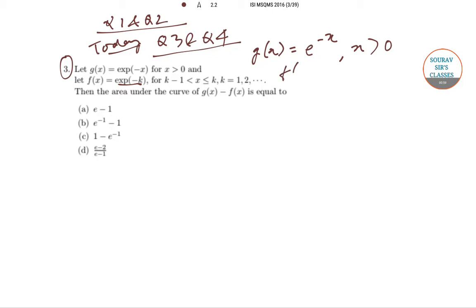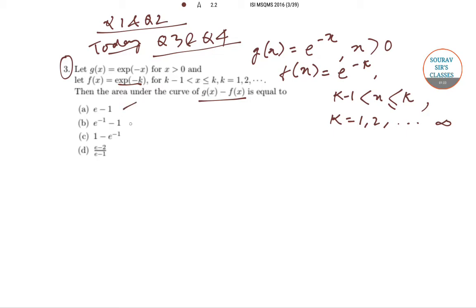So f of x is equal to e to the power minus k when k minus 1 is less than x and x is less than or equal to k, and k goes from 1 up till infinity. Then the area between the curves g(x) and f(x) is equal to e minus 2 by e minus 1. So before that, let us draw the curves g(x) and f(x) on the xy axis.